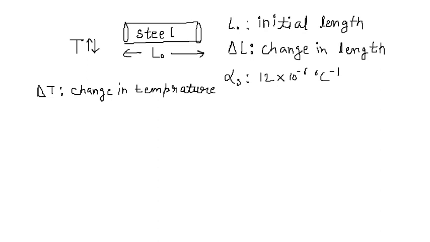Or temperature difference. We can simply find it by subtracting the initial temperature from the final temperature, and the final temperature is given in the question as 45 degree Celsius, and the initial temperature is 18 degree Celsius. Then it will become minus 63 degree Celsius.